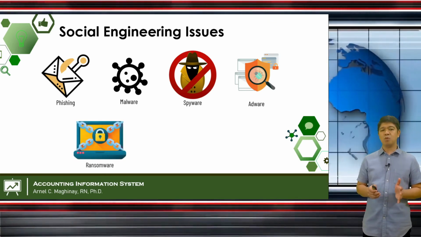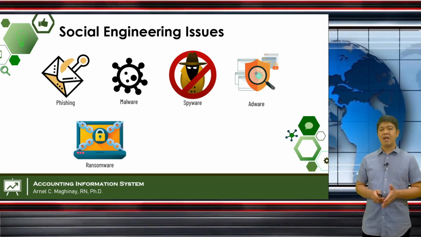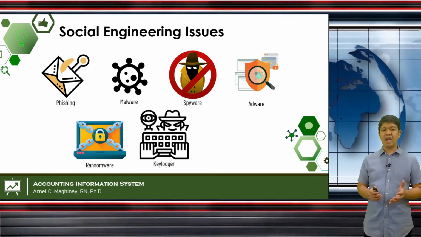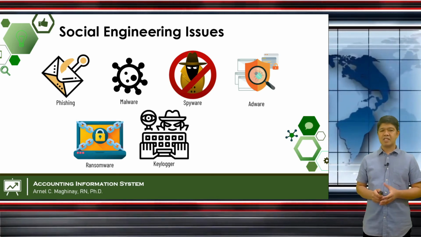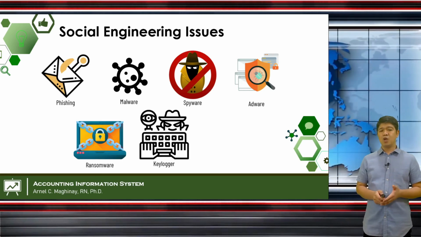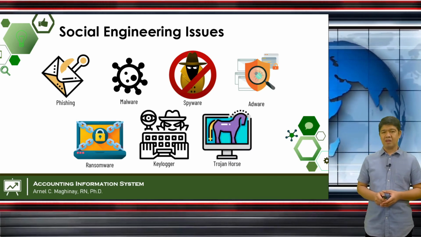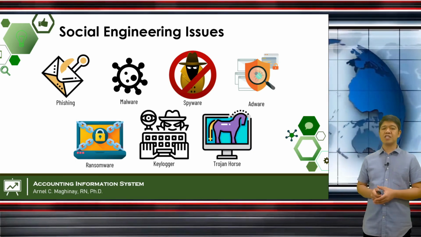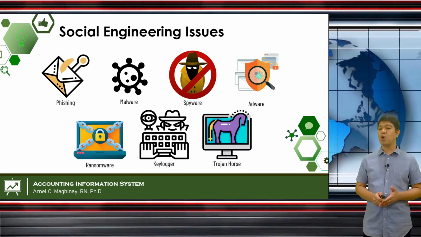We have ransomware. It is software that encrypts programs and data until a ransom is paid to remove it. We also have the keylogger, software that records computer activity such as a user's keystrokes, emails sent and received, websites visited, and chat session participation. We also have the Trojan horse. It is a set of unauthorized computer instructions in an authorized and otherwise properly functioning program.